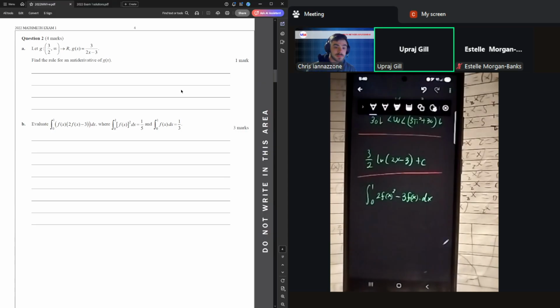Chris, is the answer negative 3 on 5? The answer is negative 3 over 5. Yeah, precisely. Maybe walk through a bit about what you did to get there.